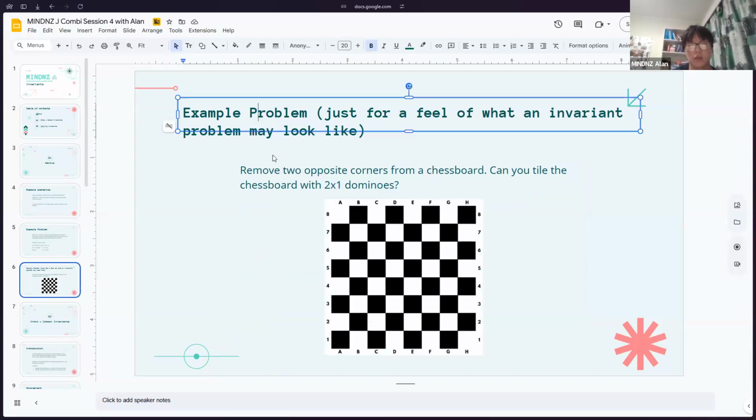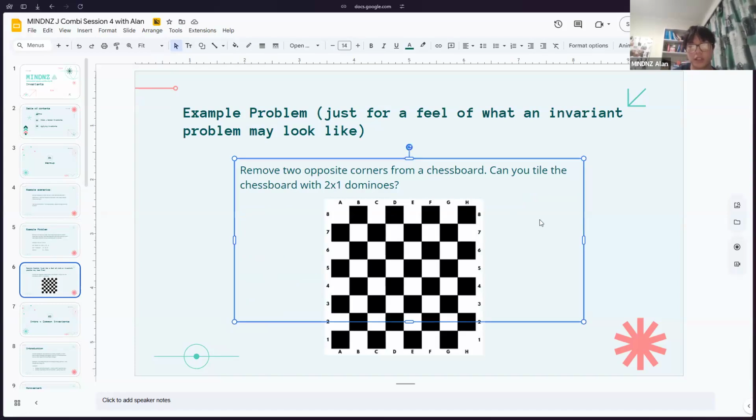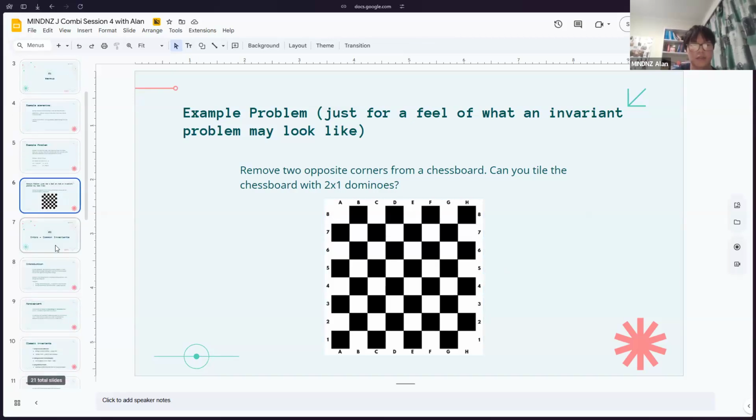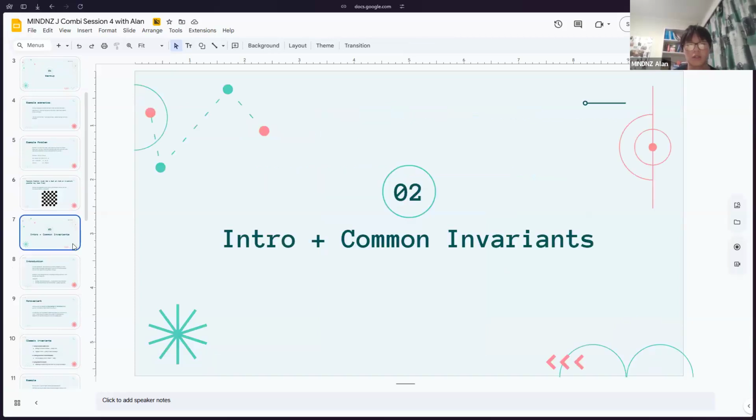So this is what some invariant problems will look like. Lots of them involve chessboards. This is one of the most famous invariant problems. So we remove 2 opposite corners from a board. Let's say we remove A8 and H1. And then can we still tile the chessboard with 2x1 dominoes? So that's just a taste of an invariant problem. We'll cover it later. So now I'll go over an introduction to invariants and some common invariants that will show up in Math Olympiad.